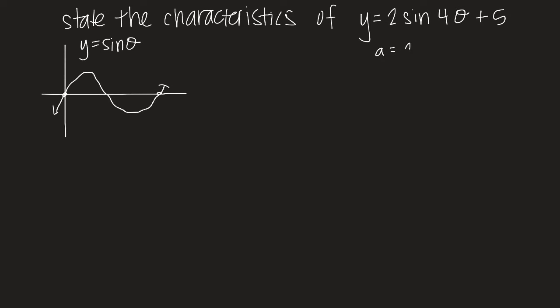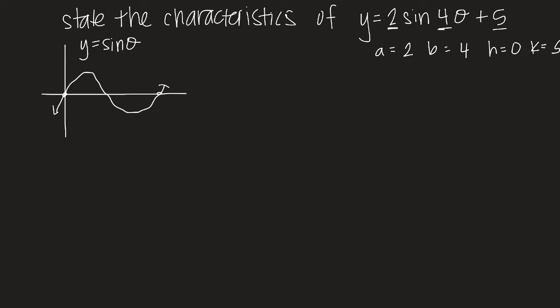So a is 2. That's the number in the front, the coefficient. B is 4. That's this number right here in front of the variable. There is no h. H is the horizontal shift. There's nothing inside parentheses with the variable, so I'm just going to put h as 0. And then k is 5. That's this number added at the end by itself.